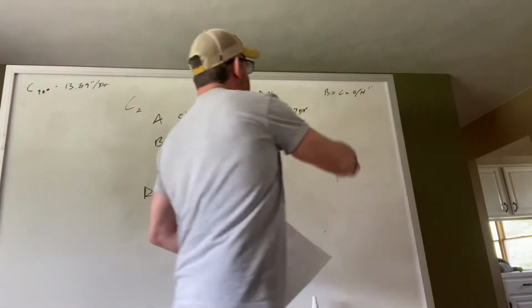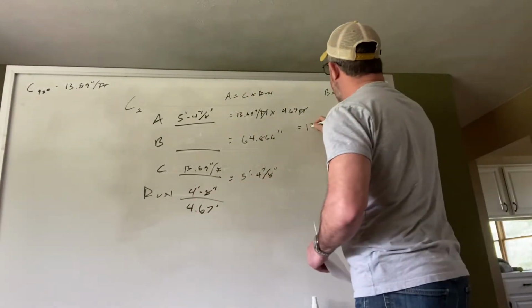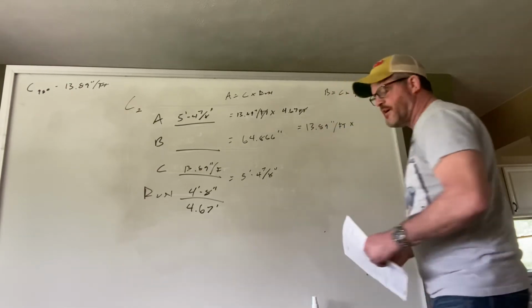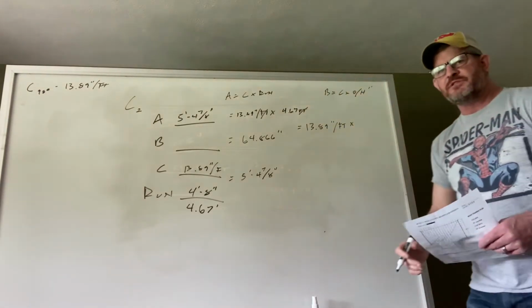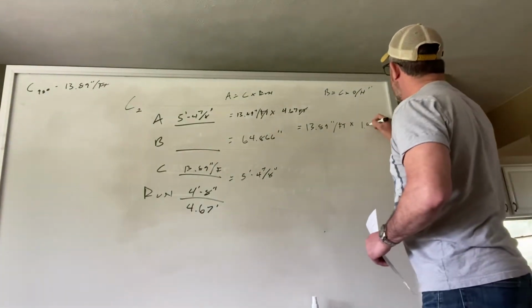All right. Likewise, my B is my C times my overhang in feet, so 13.89 inches per foot. Again, we've seen this several times now, times 18 inches divided by 12, 1.5 feet.